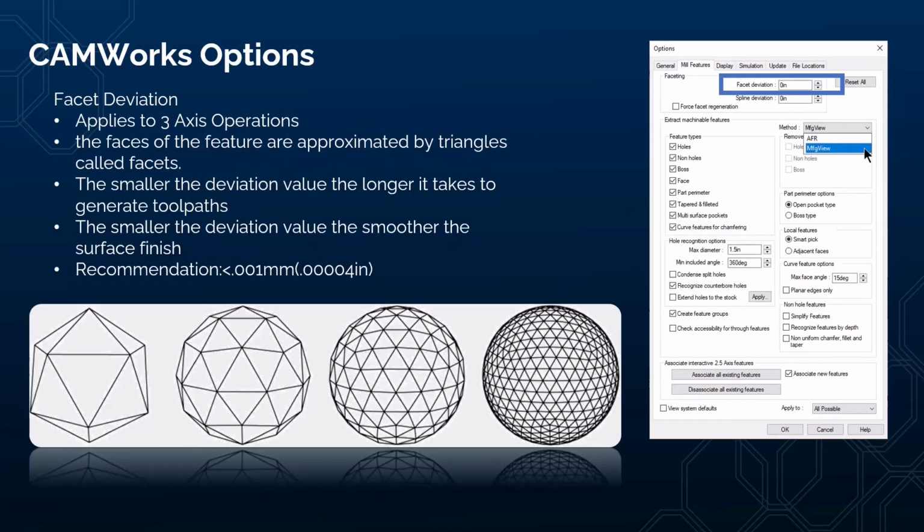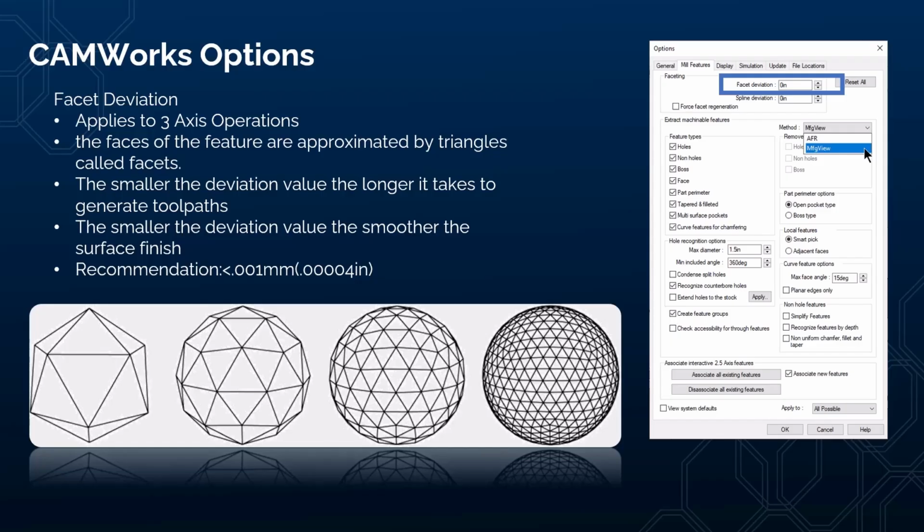Next, we'll take a look at the facet deviation setting. This setting is also under the Mill Features page. When CAMWorks tries to machine a multi-surface feature with a 3-axis operation, it does not machine the actual model surfaces. CAMWorks actually creates a mesh of the multi-surface whose accuracy can vary depending on the facet deviation value.